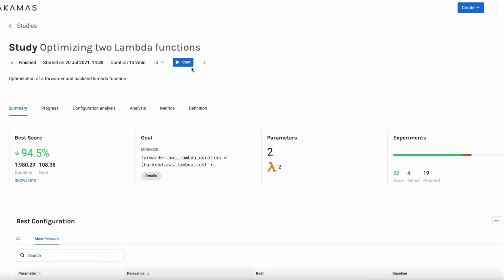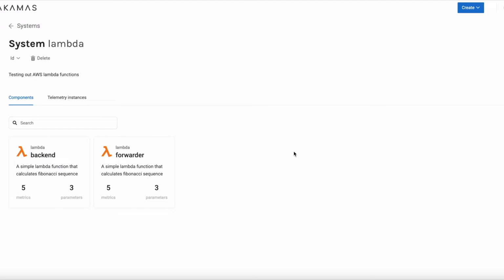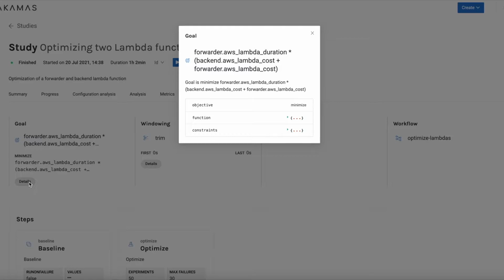In this optimization study, we consider a simple application based on two functions. A simple forwarder function, which only acts as a dispatcher, and a backend function, which performs the actual computation. The optimization goal is to minimize the overall response time and cost. The goal function is defined in terms of the duration of the forwarder function and the cost for both the backend and the forwarder functions.